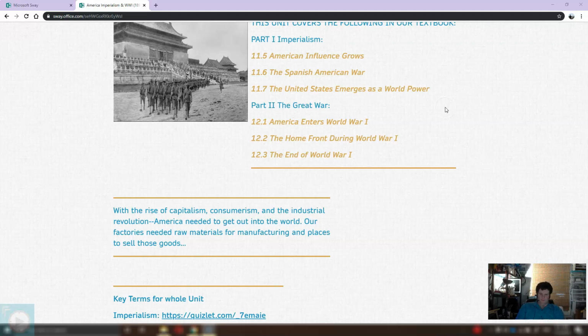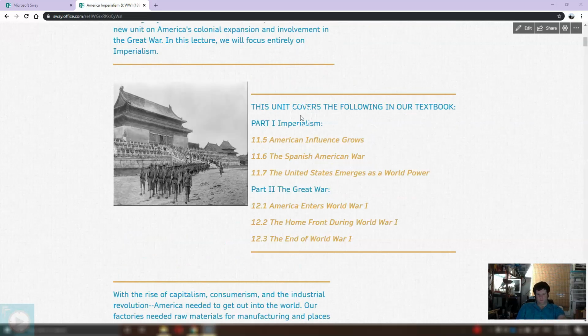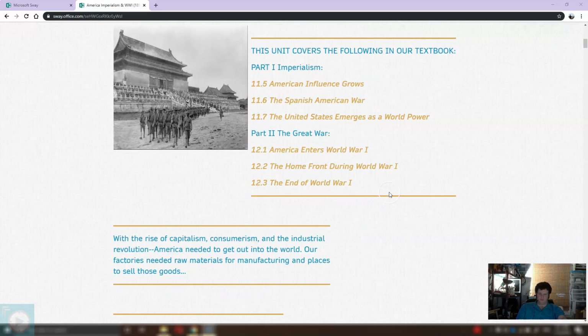With the rise of capitalism, consumerism, and the Industrial Revolution, America needed to get out into the world. Our factories needed raw materials for manufacturing and places to sell those goods. Some of the places that we're going to see Americans go abroad are China, Japan, Hawaii, Puerto Rico, and numerous other places.